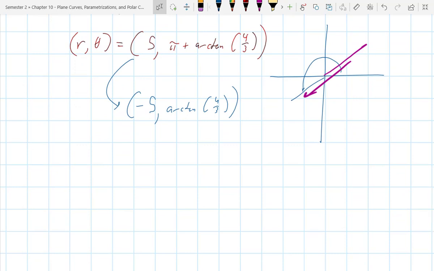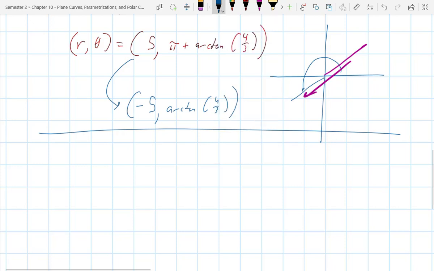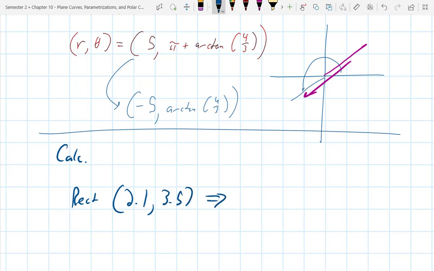Now, calculator, this is something I do want to teach you. This is going to be a review for some, but not for others. Your calculator has a very interesting way of doing this conversion. This is going to be useful for where you want to go rectangular to polar or polar to rectangular. So let's practice this with the calculator. I'm going to give you rectangular coordinates of 2.1 comma 3.5, and I want to take that to polar, and I want to do it in a single step.